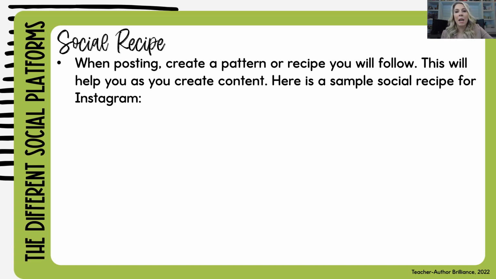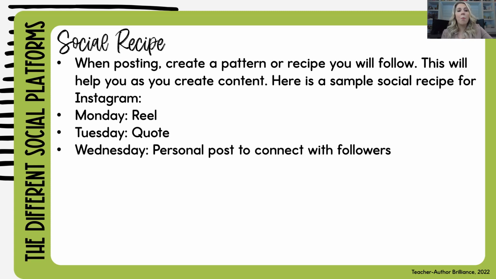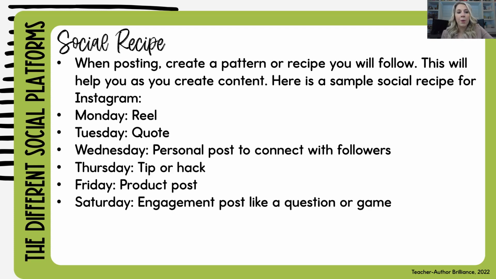So here is a sample of what a social recipe might look like for Instagram. Monday, you're going to post a reel. Tuesday, a quote. Wednesday, you might post something personal to connect with your followers. Thursday, a tip or hack. Friday, a product post. And Saturday, an engagement post like a question or a game, like those this or that's, or post an emoji if you agree with this. And Sunday, you might just post anything or everything you want.